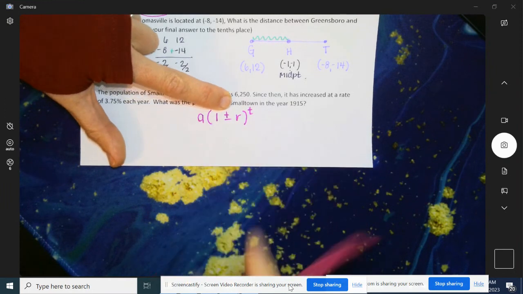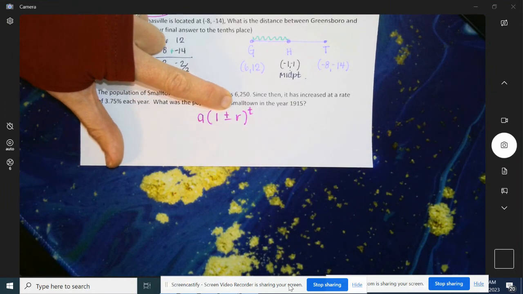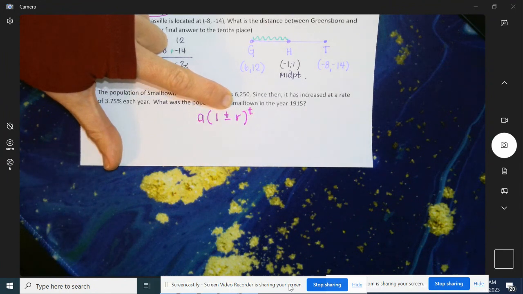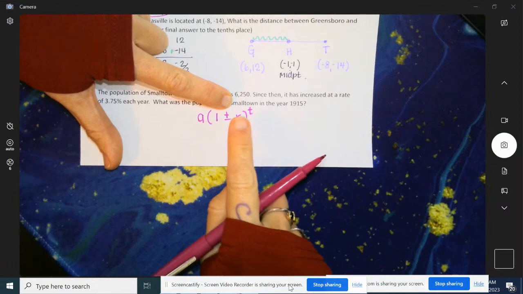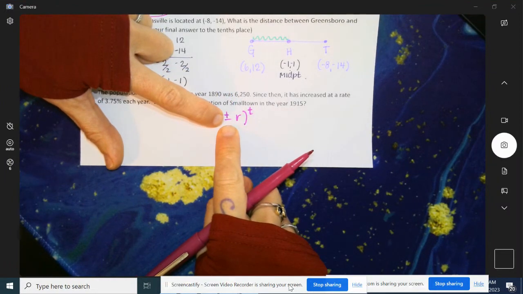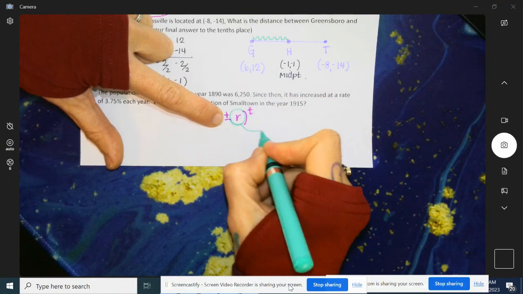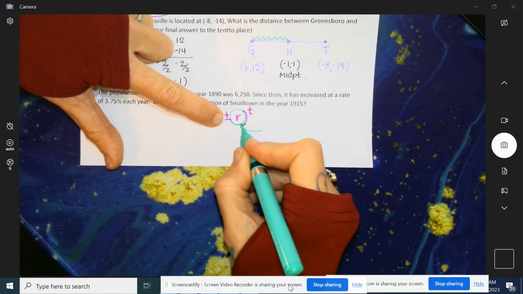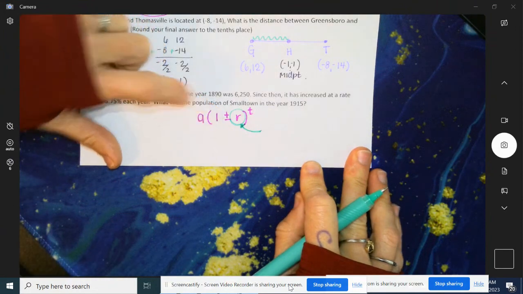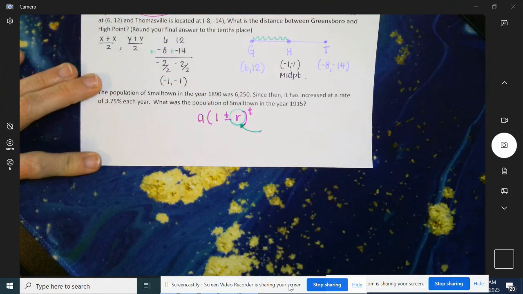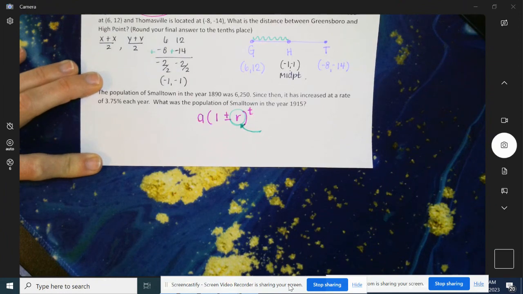When would I add? How would I know if I want to add? Growth. Good, Zane. Yep, add if it's growth. So if I add for growth, then I'm going to subtract for decay. What is the biggest thing we've talked about with that R? Where's the mistake that always happens with this R? Or what do we have to make sure to do to that R before we plug it into our equation? Does anybody remember? You do have to add and subtract the 1. Good call, because that is a mistake. You're right. Make it a decimal.